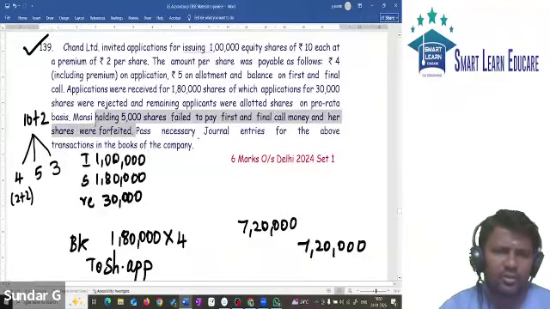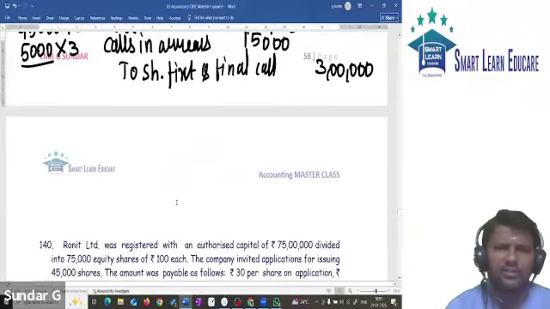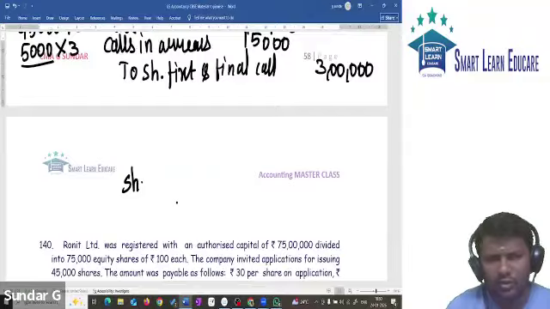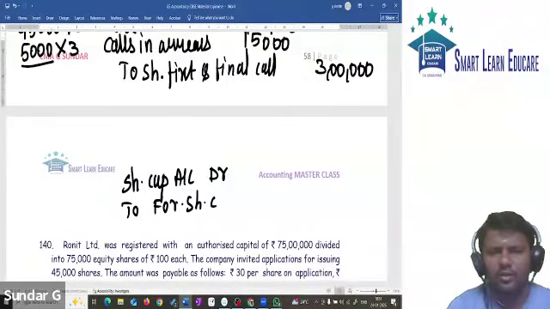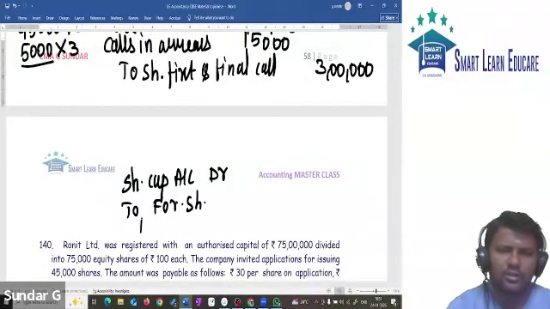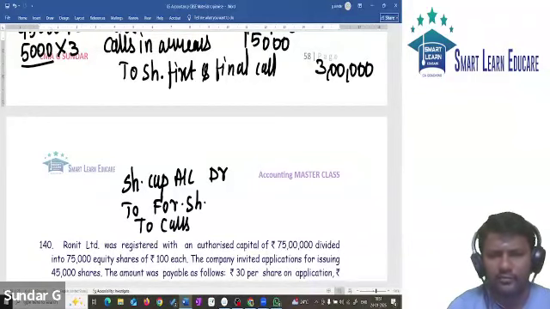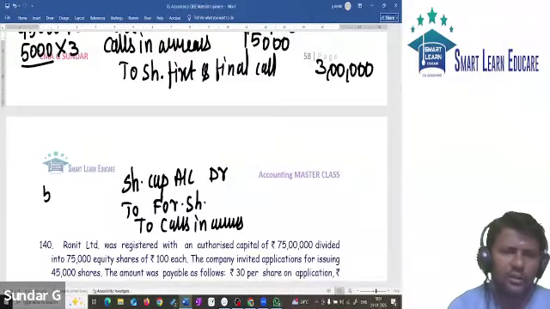And her shares were also forfeited. Forfeiture entry also will come. Share capital account debit to forfeited shares and calls in arrear.